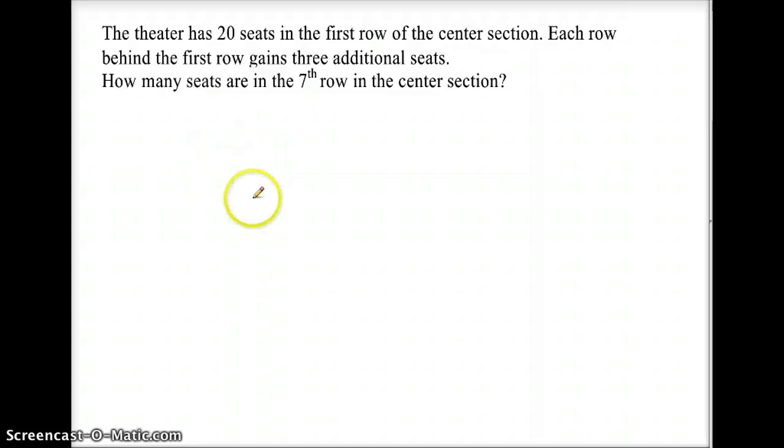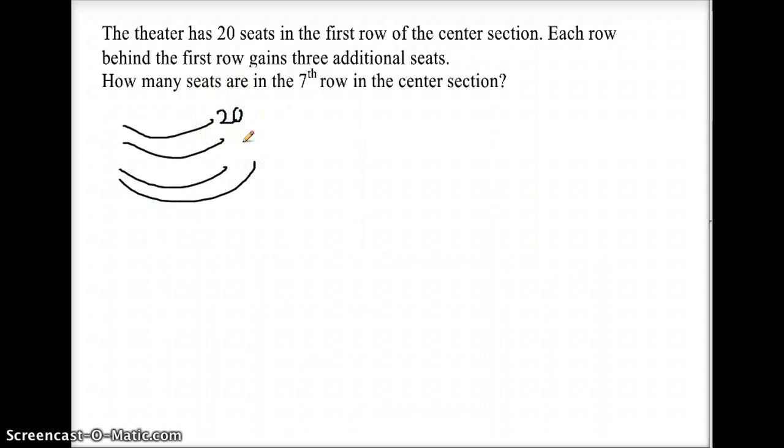So the next problem. The theater has 20 seats in the first row of the center section. Each row behind the first row gains 3 additional seats. How many seats are in the 7th row of the center section? So the theater kind of looks like this, let's say. This one has 20 seats, this one's going to have 23 seats, 26, 29, and we want to know what's going to be in the 7th row.